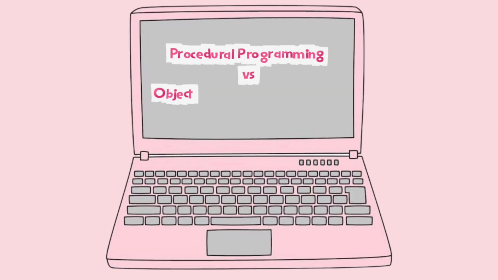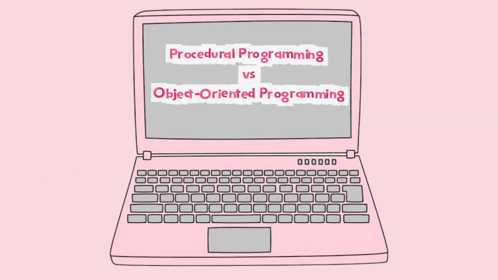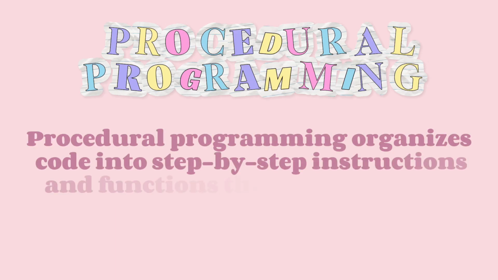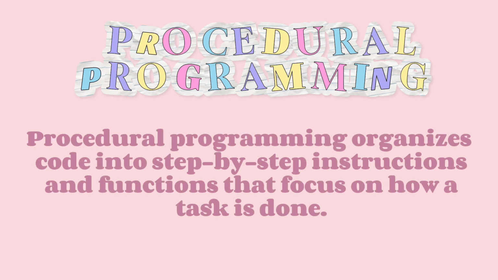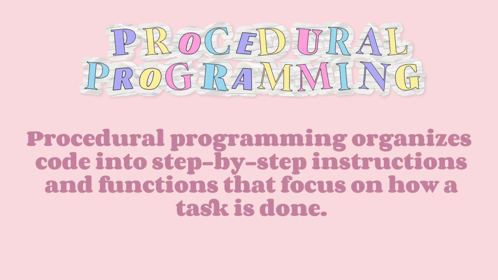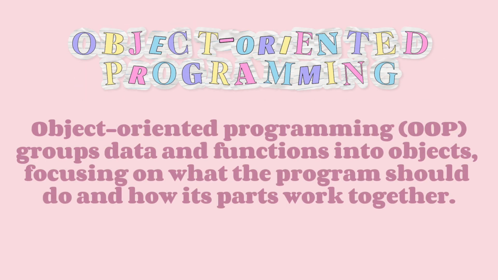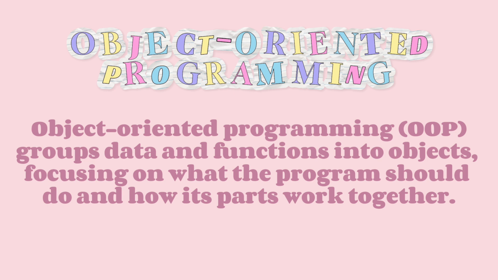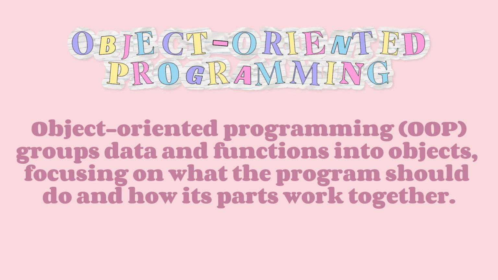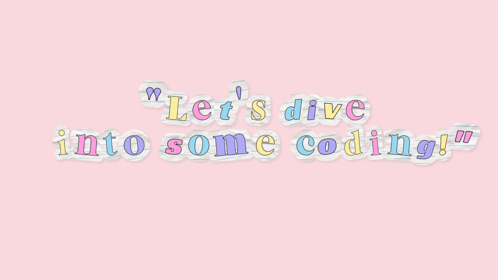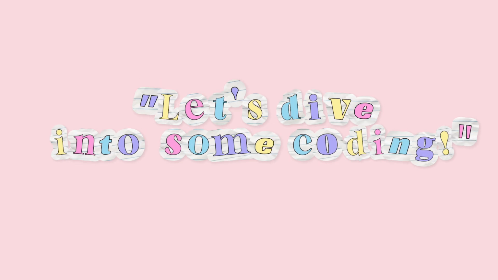Now let's compare object-oriented programming with procedural programming. Procedural programming organizes code into step-by-step instructions and functions that focus on how a task is done. Meanwhile, object-oriented programming groups data and functions into objects, focusing on what the program should do and how its parts should work together. How about we use Java code to visualize the two different types of programming?